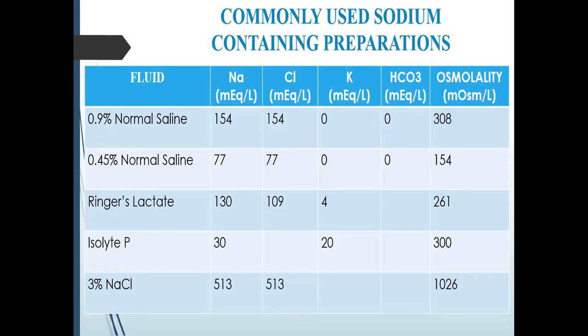As is evident from this slide, 0.9% normal saline, Ringer's lactate, and Isolyte P, these three sodium-containing preparations, are isotonic preparations. 0.45% normal saline has an osmolality which is less than 270 milliosmoles per liter, so it's a hypotonic fluid. And 3% NaCl has 1026 milliosmoles per liter osmolality, so this one is a hypertonic fluid.